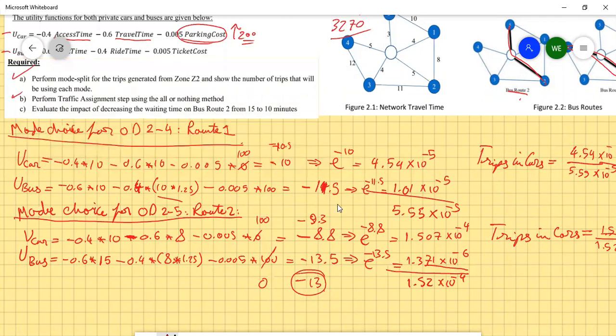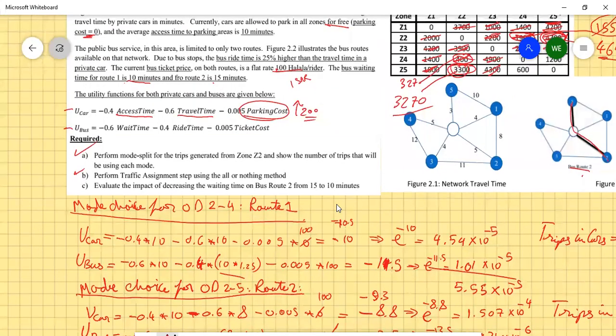So let's go and look back at the utility function and see what else can we do. Can we change the ticket price? Yes, but as we can see, the change is not significant. Right time, can we change? No. Waiting time, can we change? Yes. How can we change the waiting time? The waiting time depends on the frequency of the buses on the route.